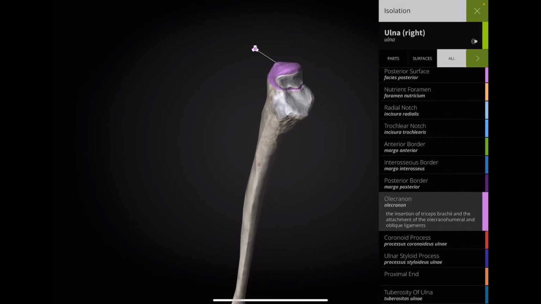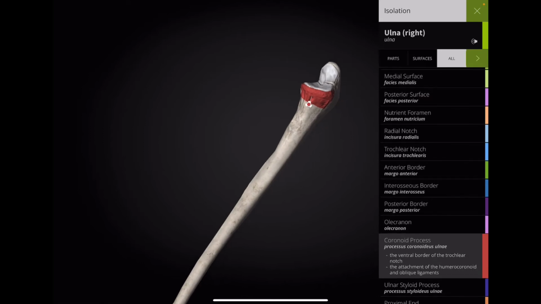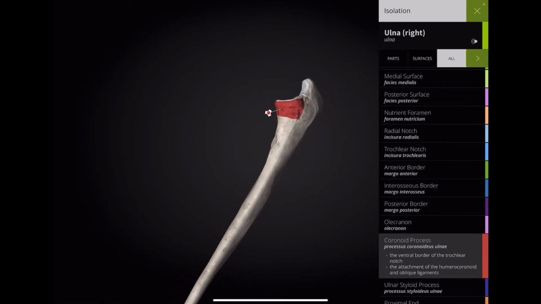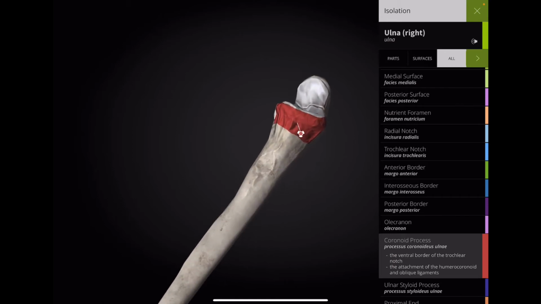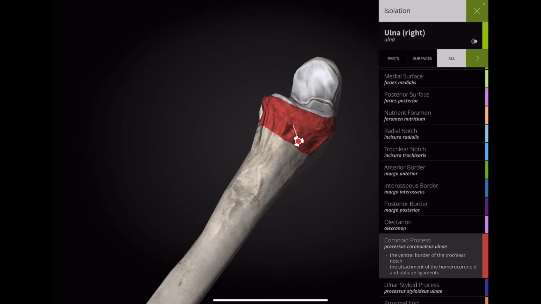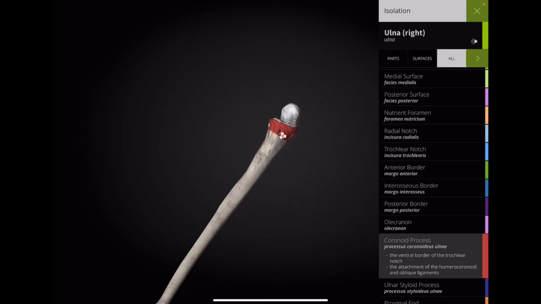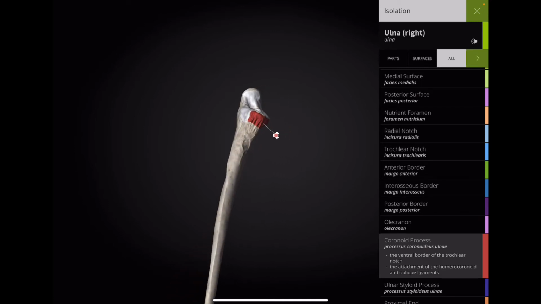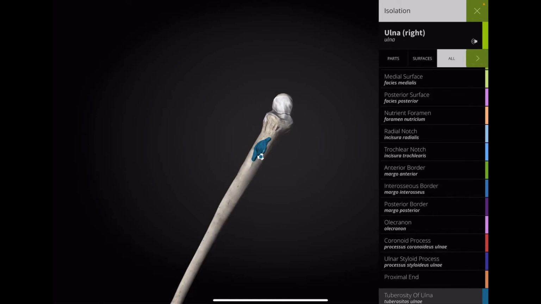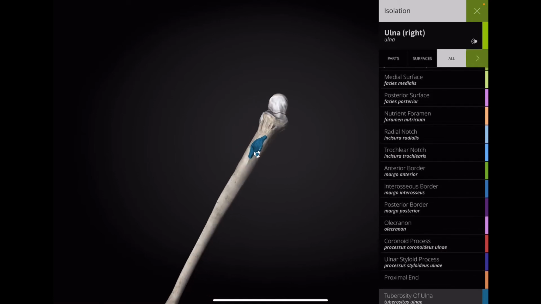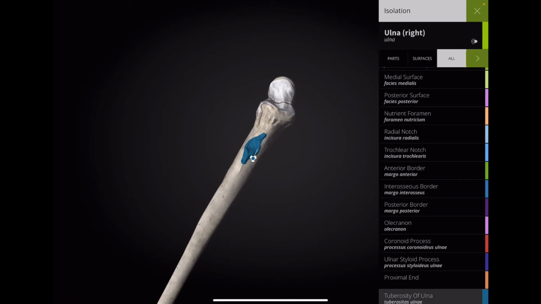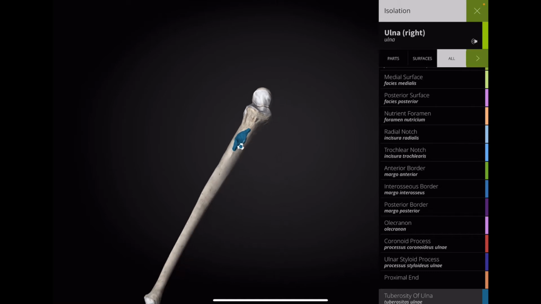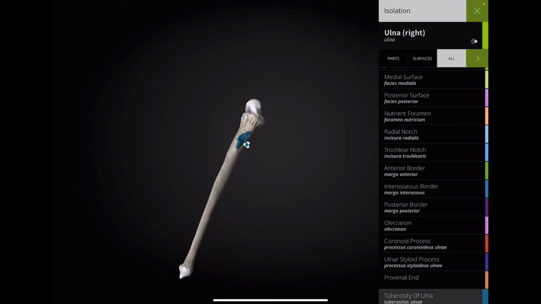Moving on to the coronoid process. This is found on the ventral border of the trochlear notch, and it's basically for the attachment of the humerocoronoid and oblique ligaments. Let's move on now to the tuberosity of the ulna. This is very important for the insertion of a muscle called the brachialis. It originates from the arm and goes all the way down to attach to the tuberosity of the ulna. So it's a very important structure.